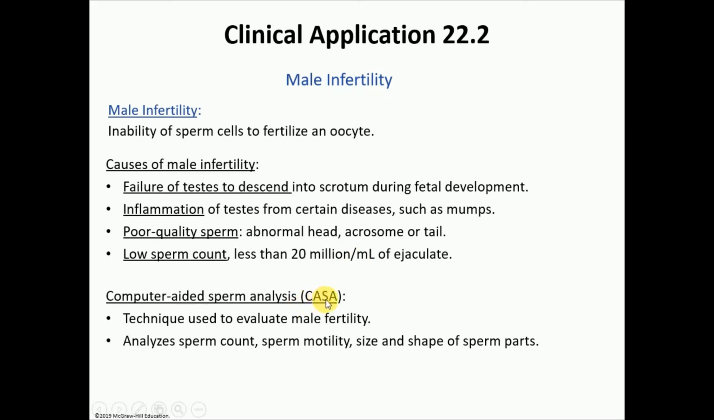CASA, or computer-aided sperm analysis, is a technique to evaluate male infertility. It basically looks at sperm count, sperm motility, size, and shape of the different parts of the sperm.